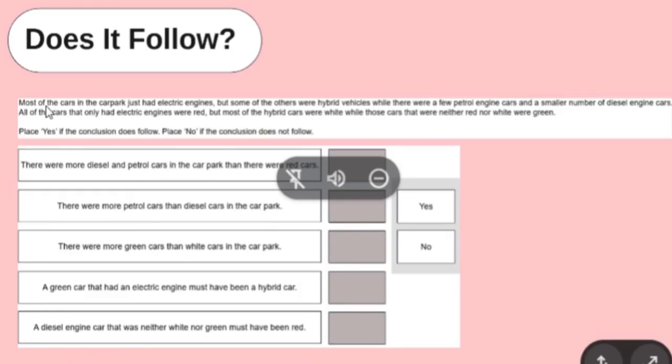So go back to the text, sorry. Most of the cars in the car park just had electric engines. And this is why you should probably make down some notes, because otherwise you're going to keep going back to the text and trying to retrieve stuff.